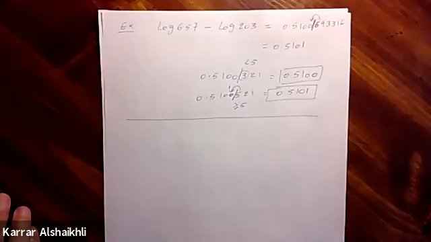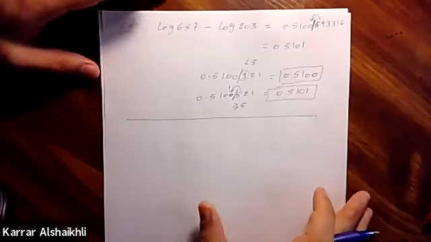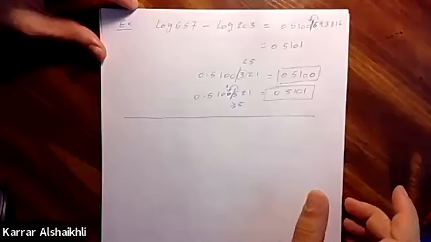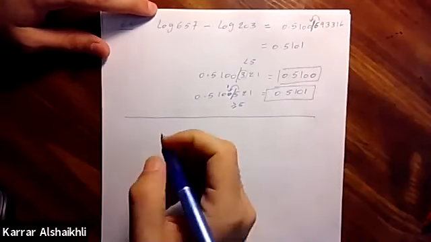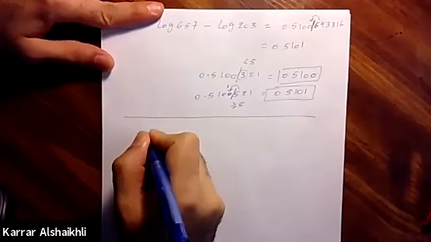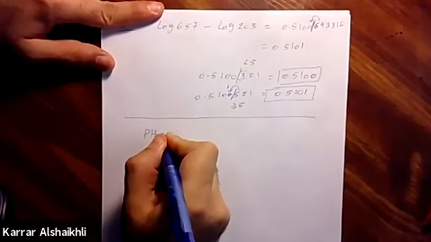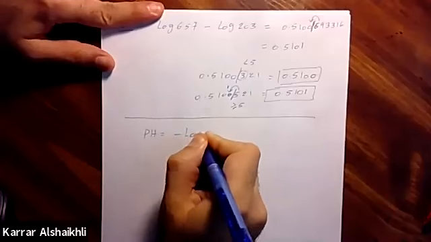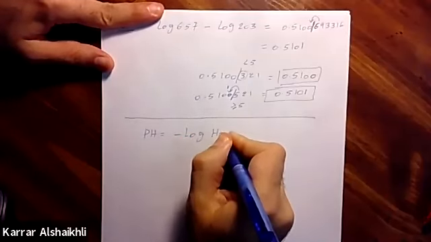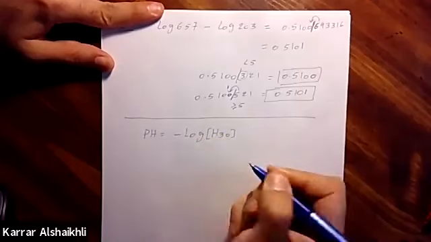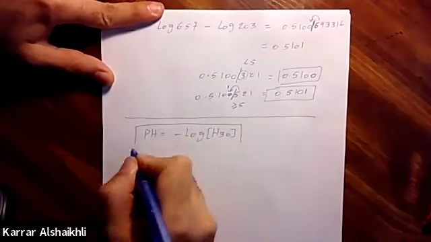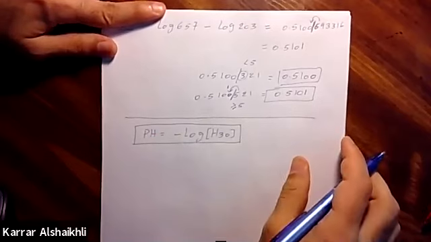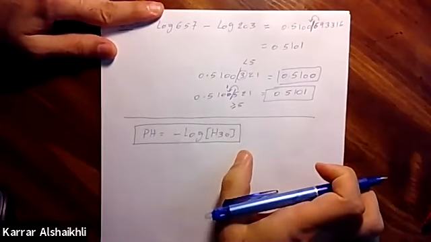Let's first write down the formula for how to find the pH. So the pH, if your major is nursing or you're going to take a chemistry class, you will use this formula a lot. So here's the formula. It says pH equal negative log H3O. This is really important because they're going to ask you to find the pH or to find the H3O.